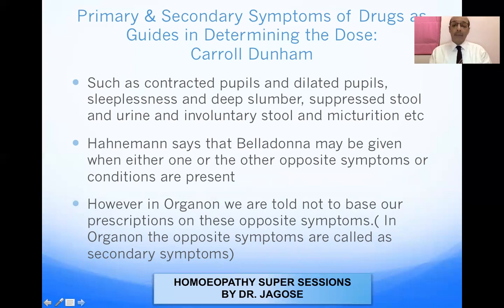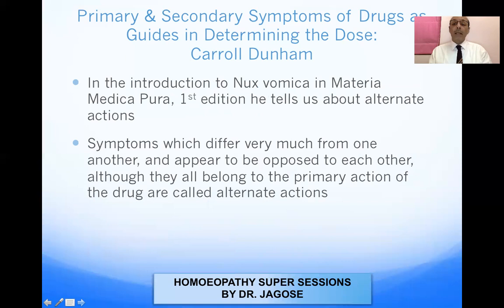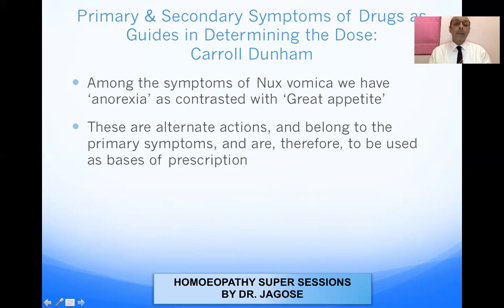In the introduction to Nux Vomica in the Materia Medica Pura, 1st edition, he tells us about alternating actions. Symptoms which differ very much from one another and appear to be opposite to each other, although they belong to the primary action of the drug, are known as alternating actions. So alternating actions come one after another, but they are opposite to each other and they belong to the primary action of the drug. Among the symptoms of Nux Vomica, we have anorexia in contrast with great appetite. These are alternate actions and belong to the primary symptoms and are therefore to be used as the basis of prescription.